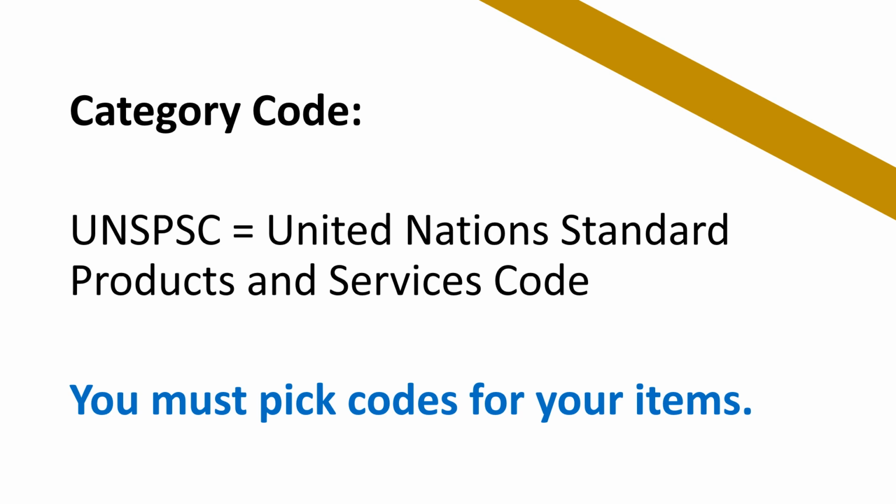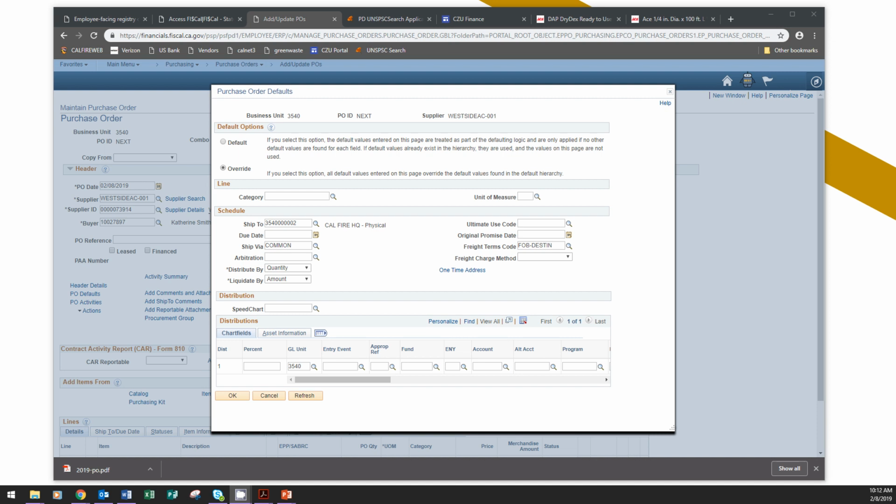This category code is a number from an immense list of United Nations Standard Products and Services codes. The list contains codes for everything from live pheasants to tractor tires, everything you could possibly buy, and you must pick codes for your items. There are a few ways you can do this. The Fiscal option is to click this magnifying glass.